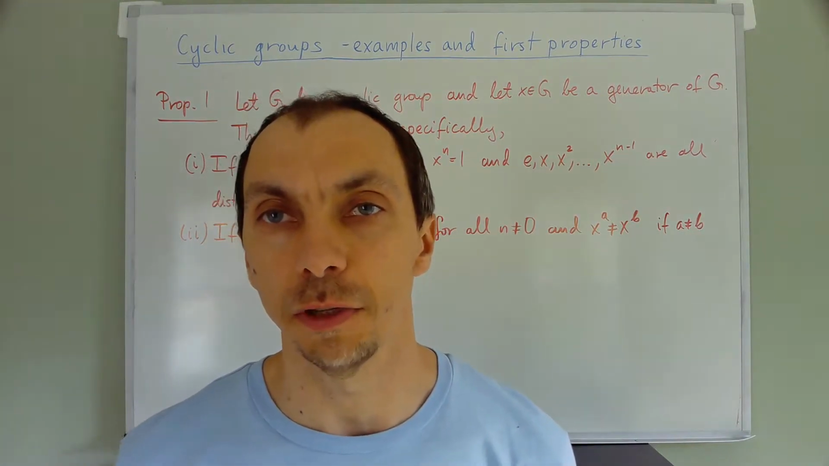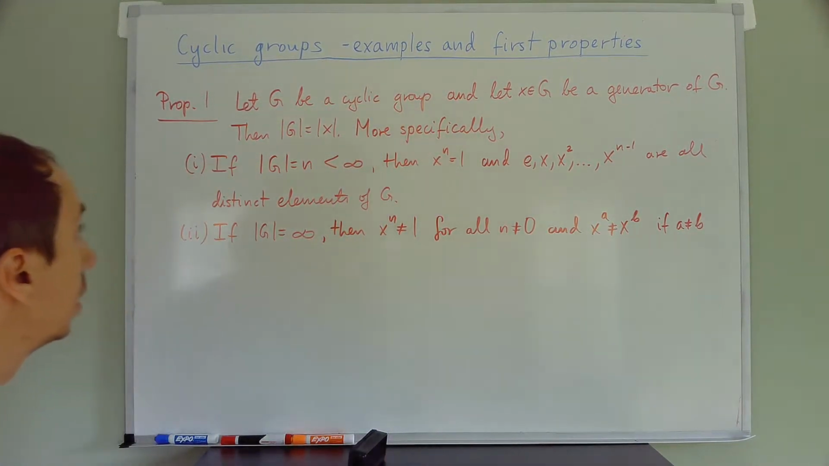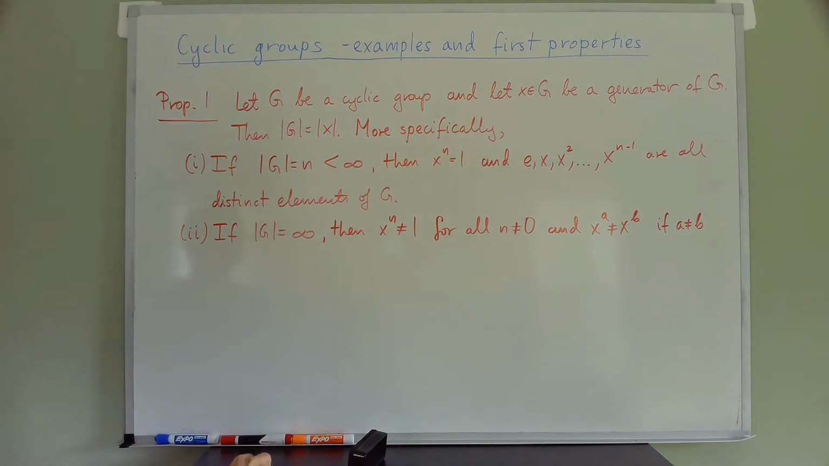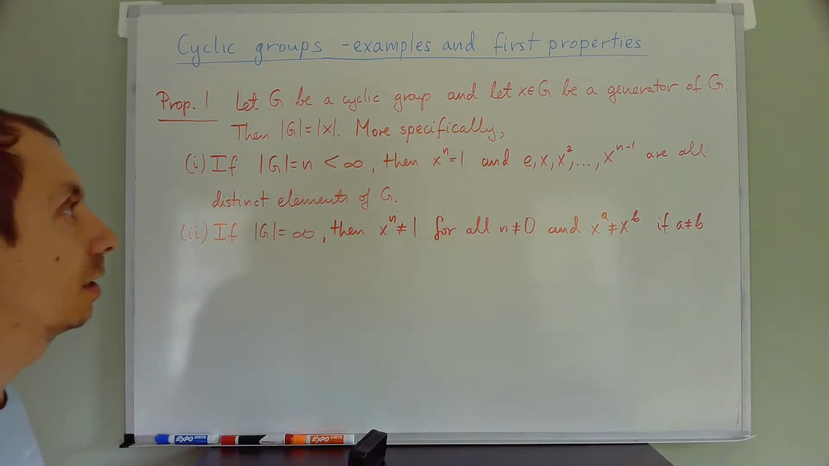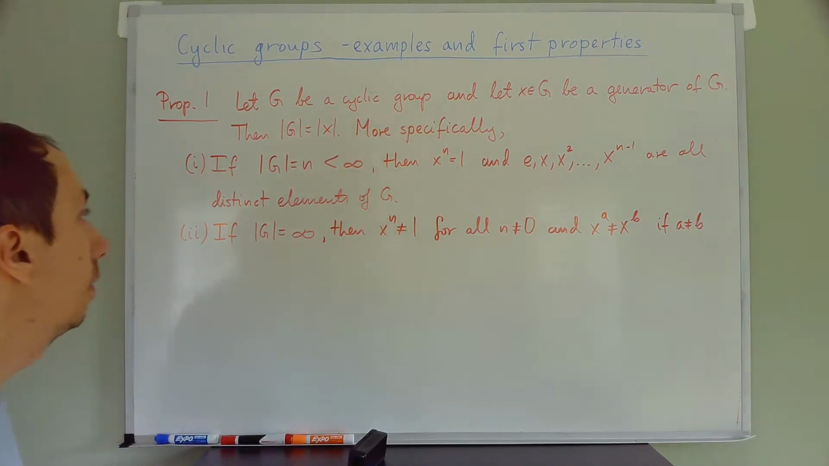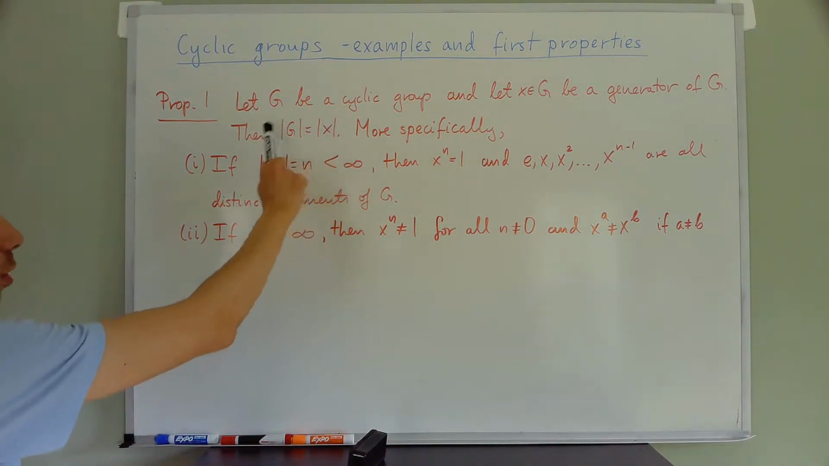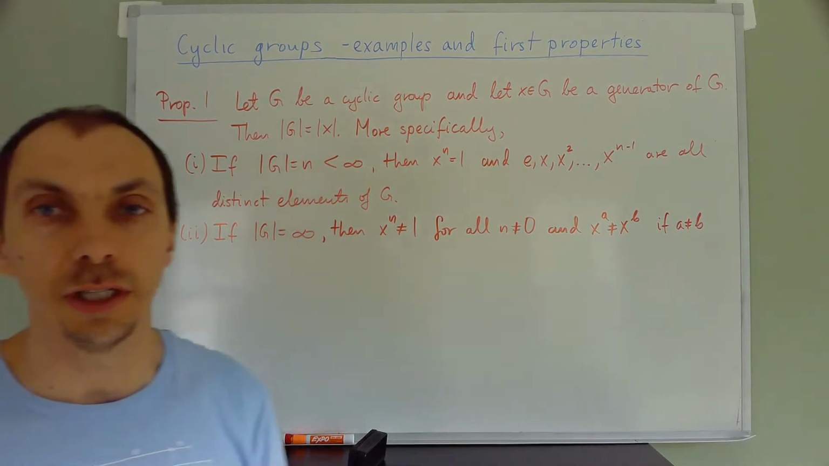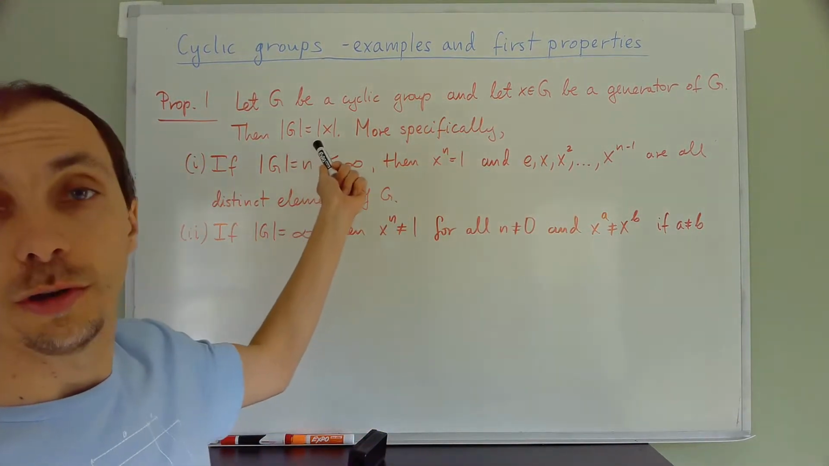So let us prove the following proposition about cyclic groups. Let G be a cyclic group, and suppose that the little x is a generator of G. Then I claim this equality. What does this equality mean? How do we read it? This is the order of the group G.